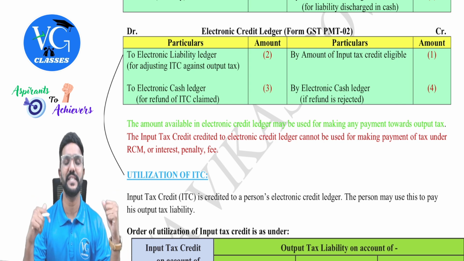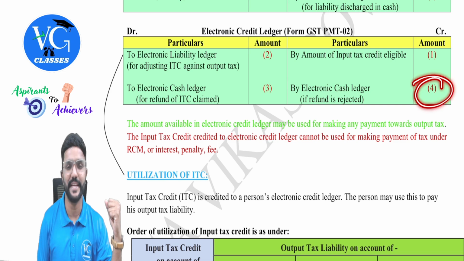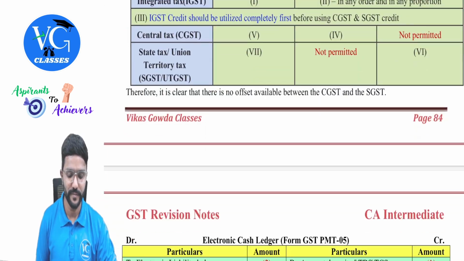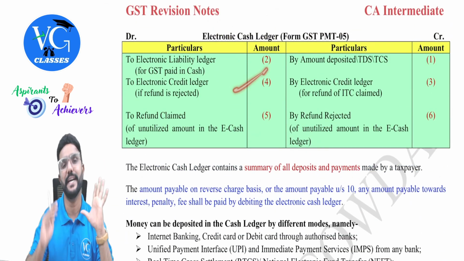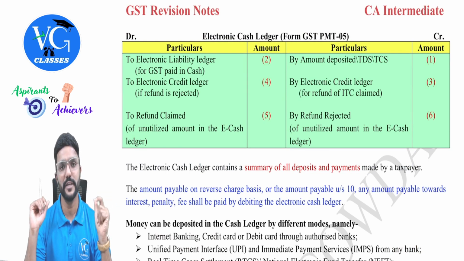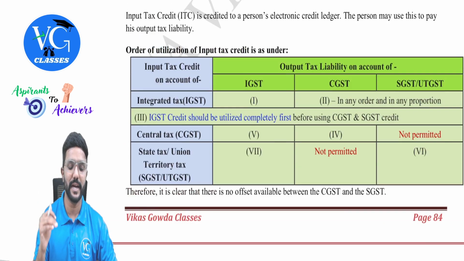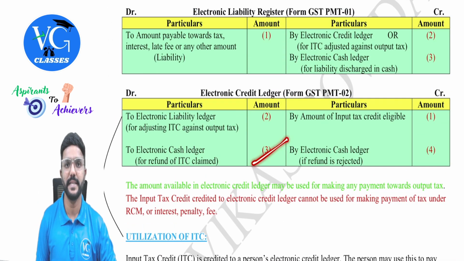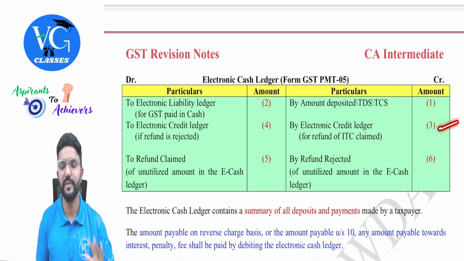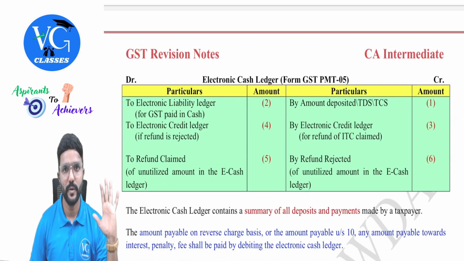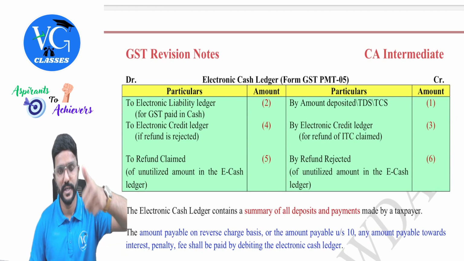Sir, what if by chance it is rejected? Then it will be credited back here. And here also, it will be debited, if it is rejected only. If it is processed, then whatever entries are already passed here, here it is debit and here it is credit. That will hold good, guys. Got it? Yes.